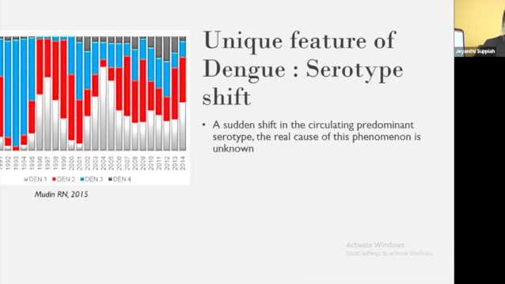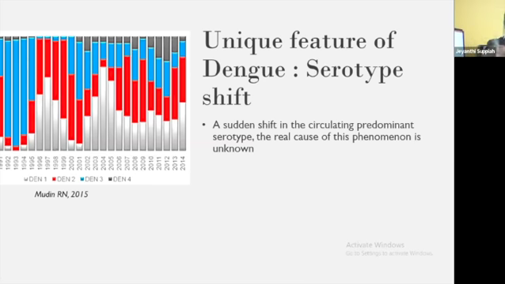A unique feature of dengue infection is the serotype shift phenomenon. A serotype shift is a phenomenon where one predominant serotype of dengue is replaced by another serotype at any given time, any year, or any season. The actual cause of this phenomenon is unknown. Why it's happening is not clear yet. However, it's interesting to see a pattern, although it's not consistent.